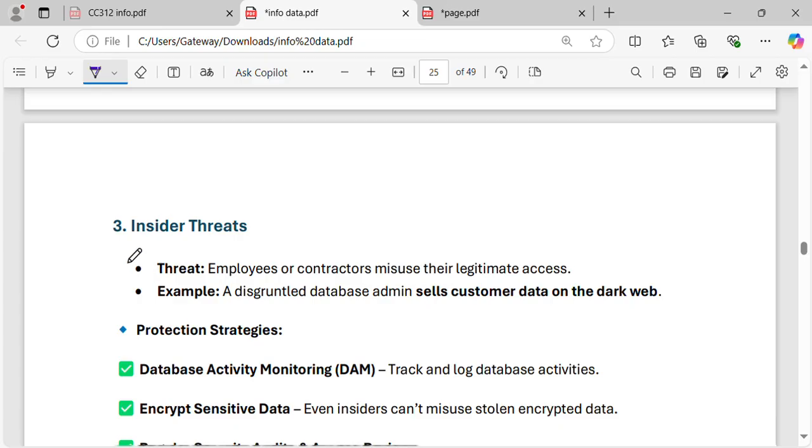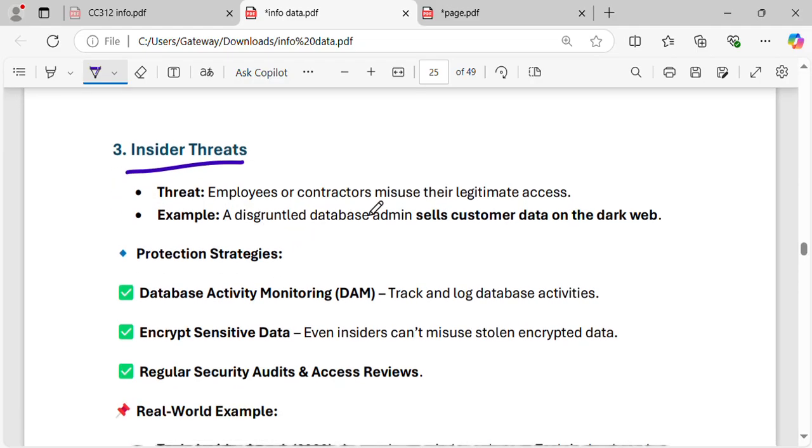Insider threats: employees or contractors misuse their legitimate access. For example, a disgruntled database admin sells customer data on the dark web.